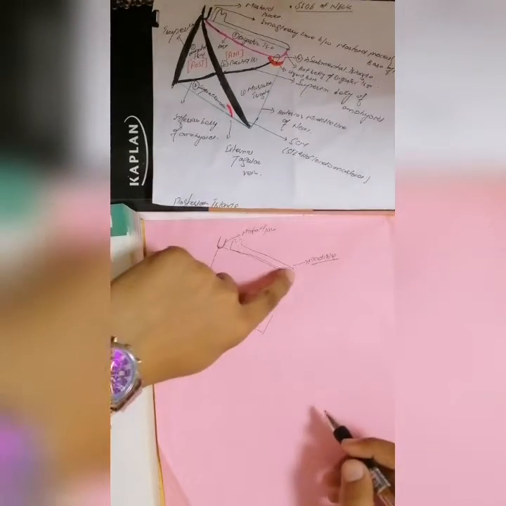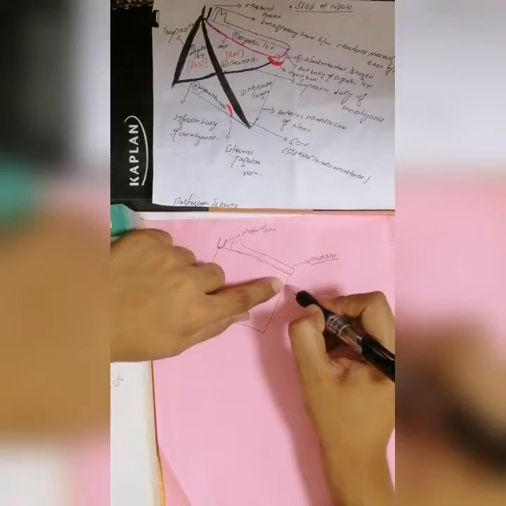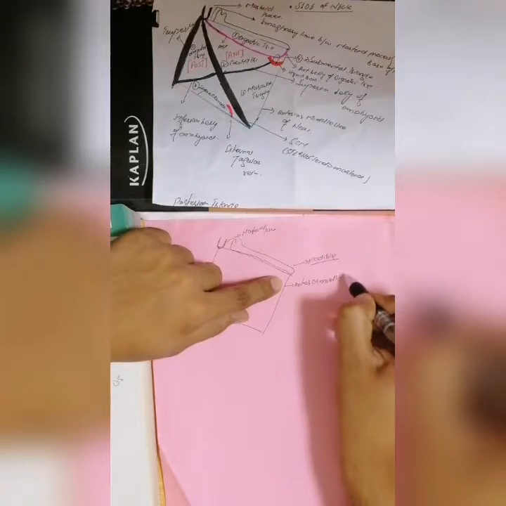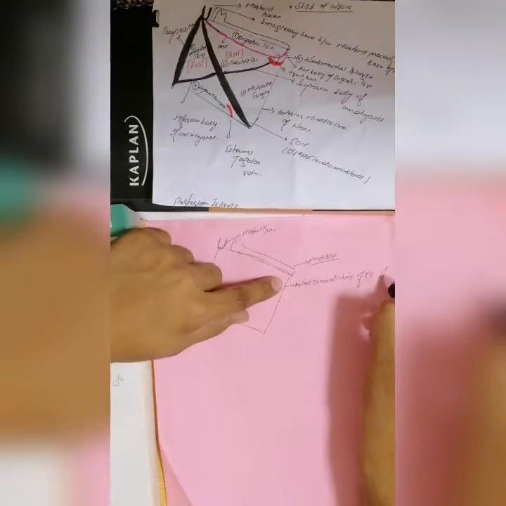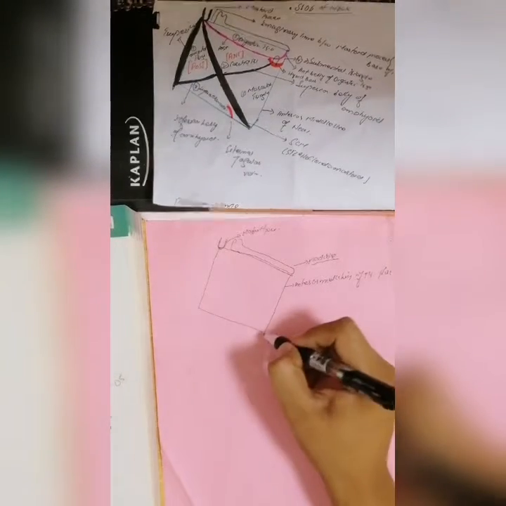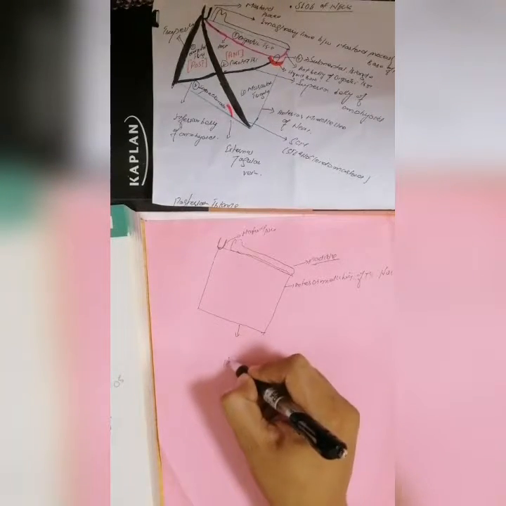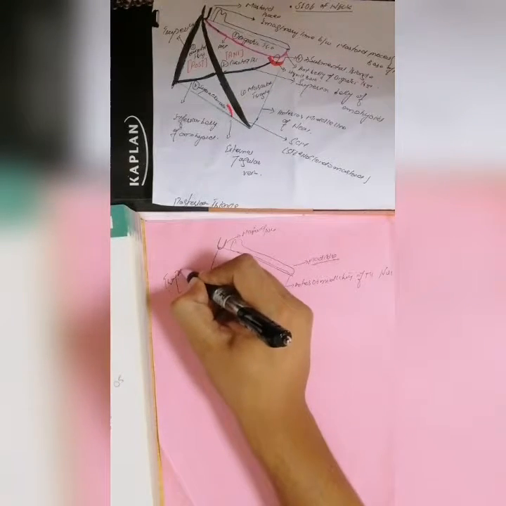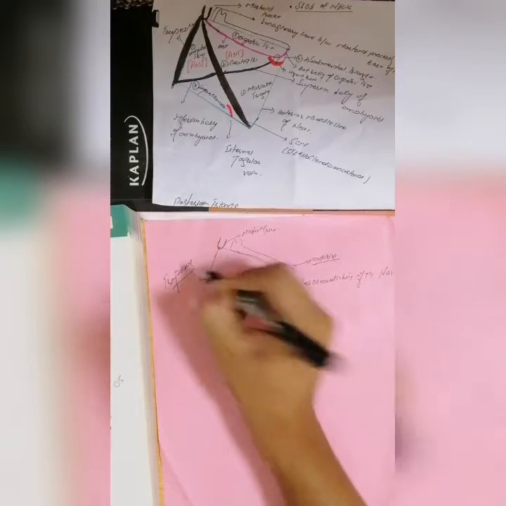It's just a conceptual diagram to memorize the origin, and you can also learn the insertion, right? So here's the mandible, here is the mastoid process. And here is the anterior midline of the neck, right? So here is the clavicle, and here marks the trapezius, right?